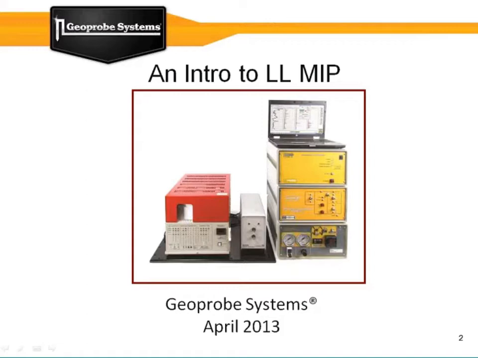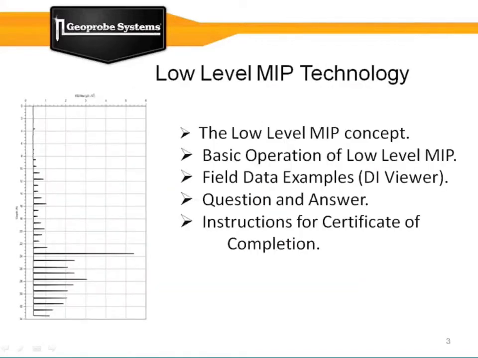Low-level MIP, an enhancement to the MIP system that gives us lower detection limits and better signal to noise, so we have greater confidence in finding contaminants in the subsurface.